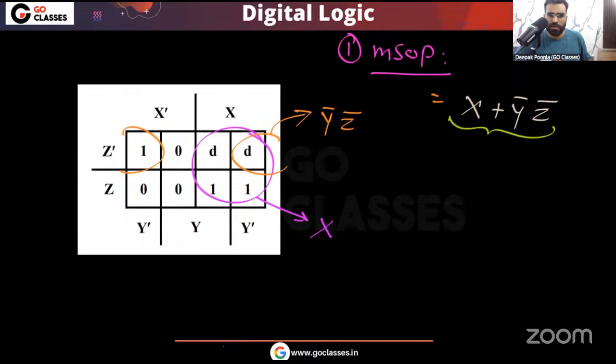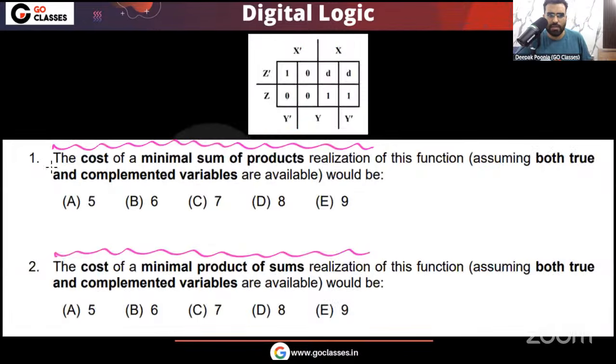Now remember, part one is asking for the cost of minimal SOP realization. So this part one is not asking for the number of literals. It is asking for the cost of minimal SOP realization. And here it is given to you that both true and complemented variables are available. So to get a complemented variable, you don't need an inverter. You already have complemented variables available to you.